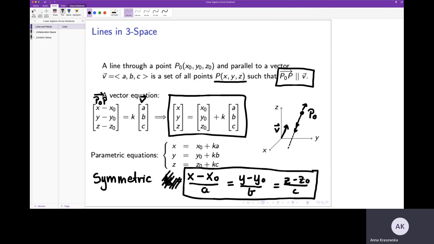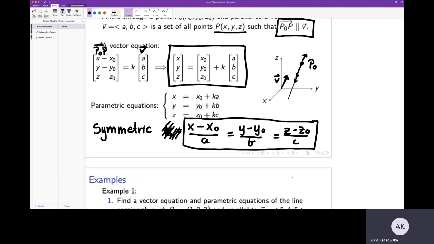So let me summarize. If we know one point, any point on the line, and any vector that is parallel to the line, we can write a vector equation of the line. Having that, we can easily rewrite this as parametric equations, and from that, solving for the parameter, we can write symmetric equations. Okay, so let us do some exercises.